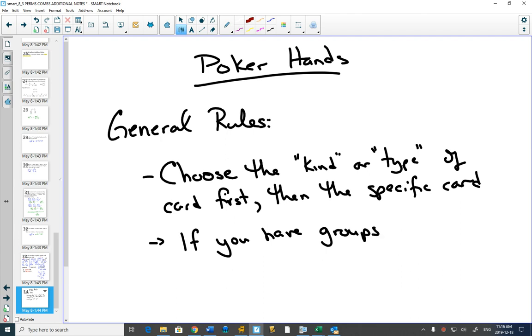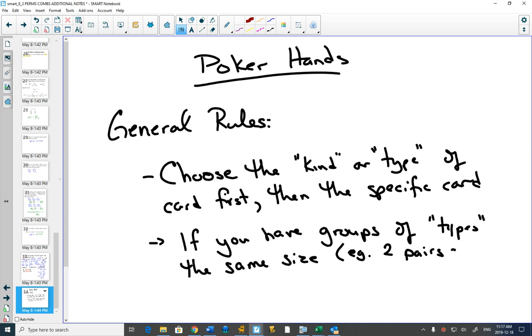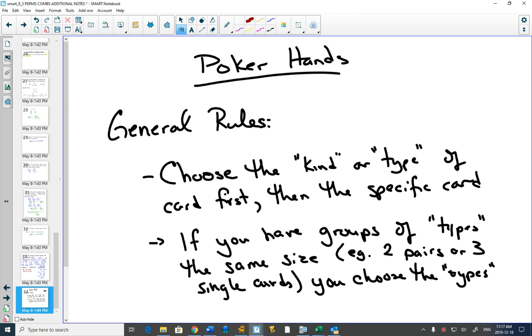Let's say if you have groups of types or kinds the same size, for example, 2 pairs or 3 single cards, you choose the types at the same time.